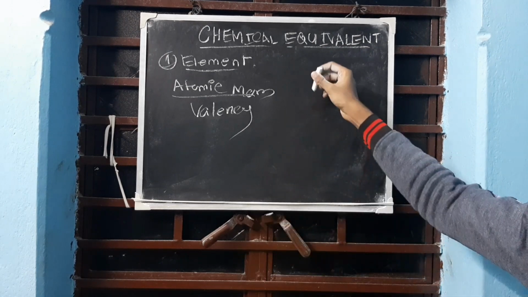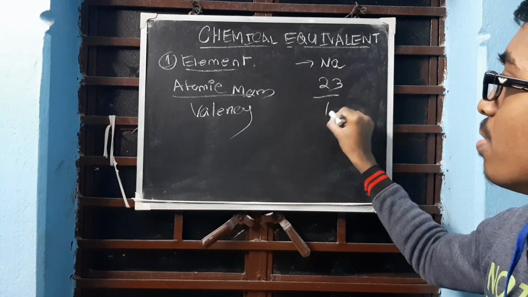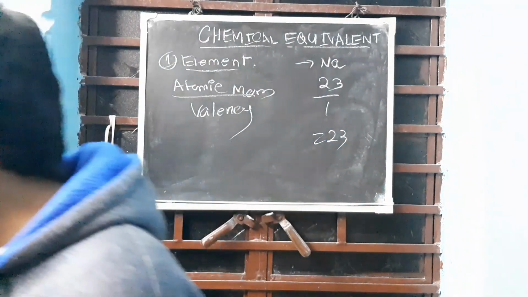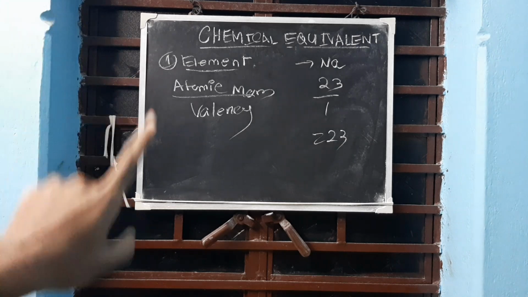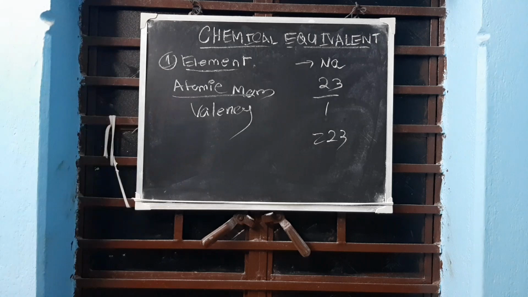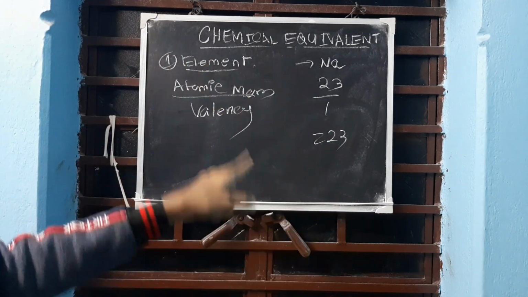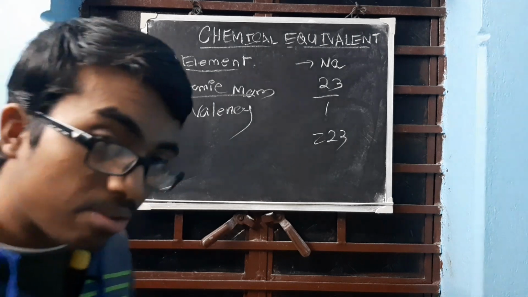Any element you take, let's take sodium. What is the atomic mass? 23. What is the valency? 1. Equivalent weight is 23. Understood? 23 is the equivalent mass. So if it is an element, it is atomic mass divided by valency. Clear? Now your question can arise.